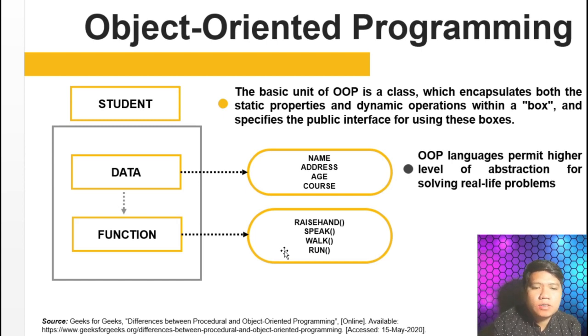OOP languages permit a higher level of abstraction for solving real-life problems. OOP languages such as Java, C++, and C# let you think in the problem space and use software objects to represent and abstract entities of the problem space to solve the problem. So why do we need to use OOP?